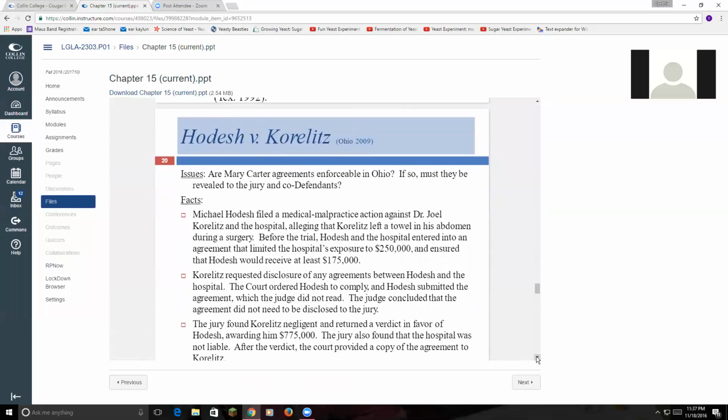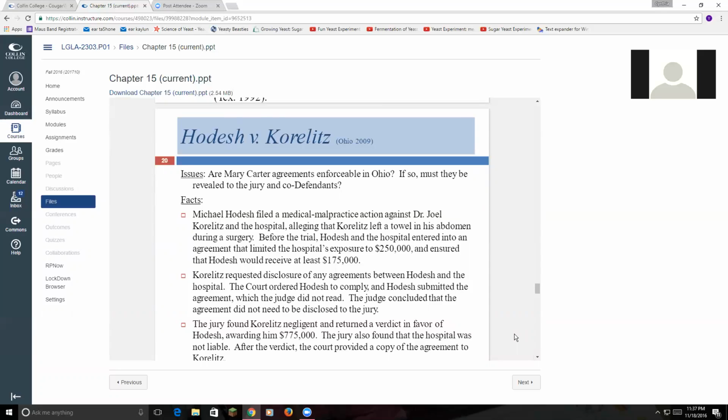This next case gives an example, kind of a high-low analysis, similar to that Mary Carter agreement we just talked about. So let's look at this case. Again, this is not from Texas, so the decision that the Ohio court made would not be the same decision that we'd have in Texas today.